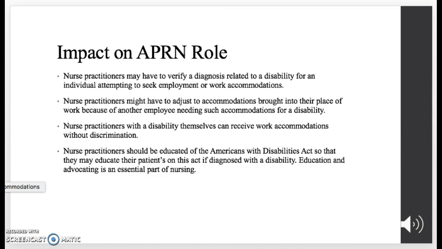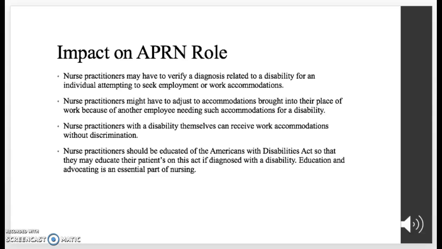The impact of the Advanced Practice Registered Nurse role and the Americans with Disabilities Act. The nurse practitioner may have to verify a diagnosis related to a disability for an individual attempting to seek employment or work accommodations. Nurse practitioners might have to adjust to accommodations brought into their place of work because of another employee needing such accommodation for disability. Nurse practitioners with a disability themselves can receive work accommodations without discrimination.